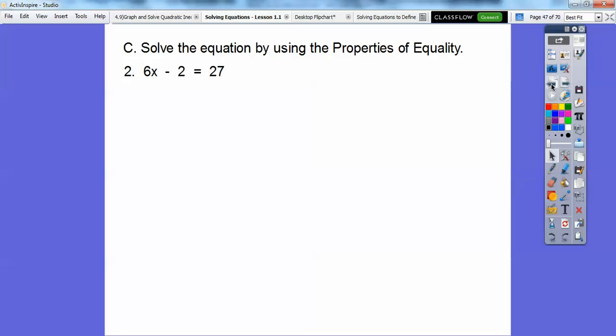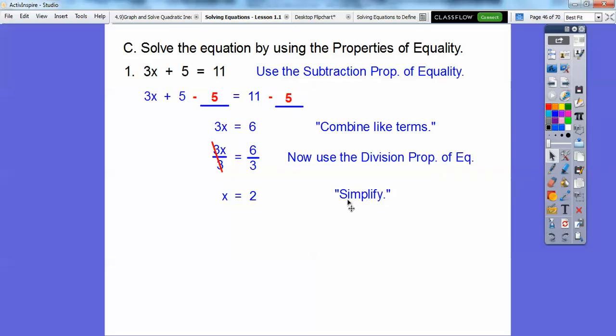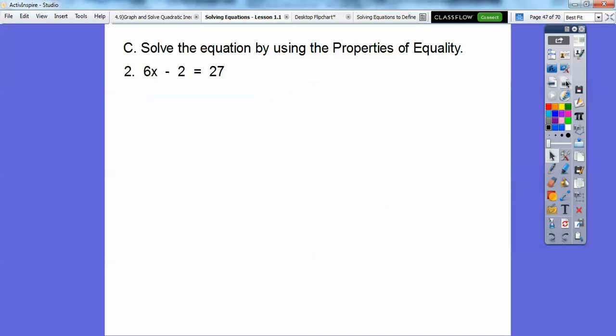They just call that simplify, when the 3 over 3 cancels, and then 6 over 3 equals 2 right there. Okay, let's keep going.